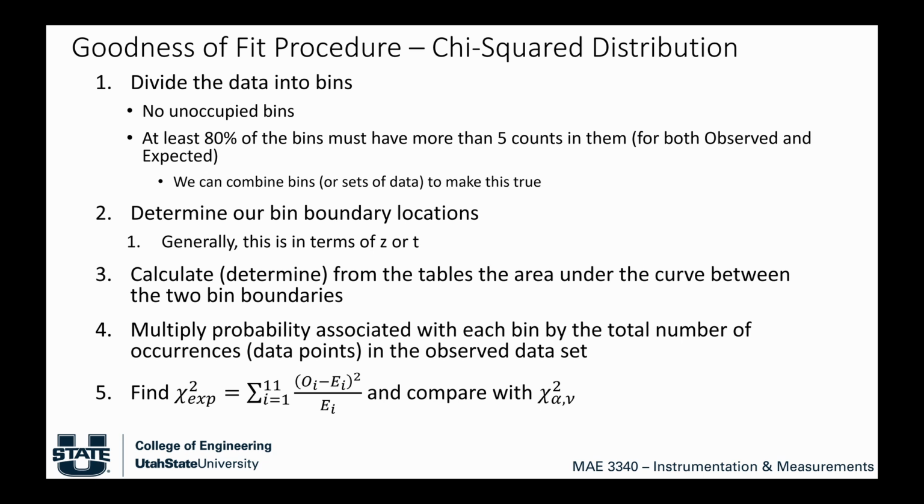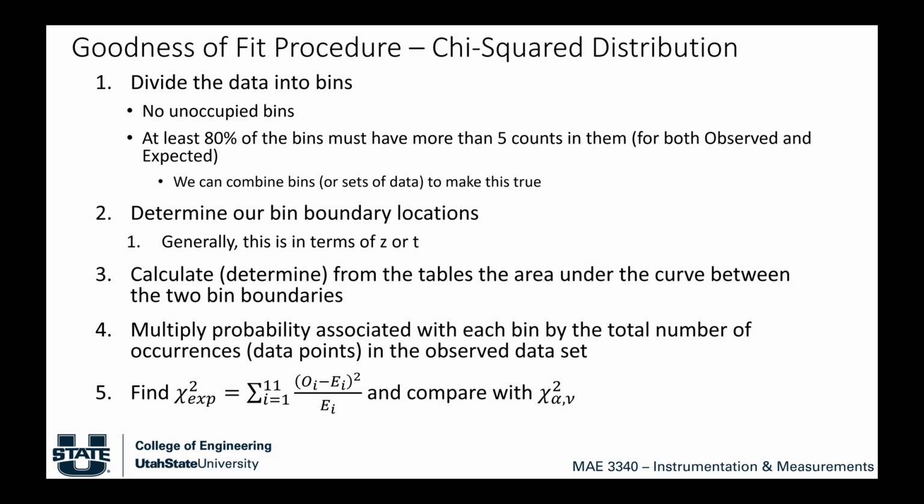So the first step is divide the data into bins, and they can be semi-arbitrary. The reason I say that is because you have to make sure that you have no bins that are unoccupied. All of them have to be occupied. And at least 80% of the bins have to have 5 counts in them or more. So you can rearrange the bins, or you can combine bins or sets of data to make sure that this is true. Just keep in mind that you can rearrange them.